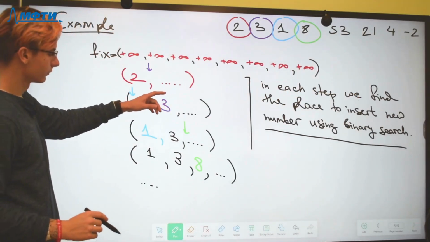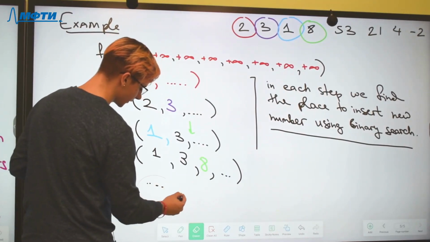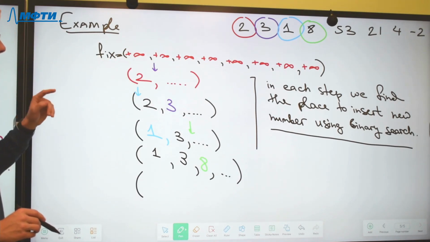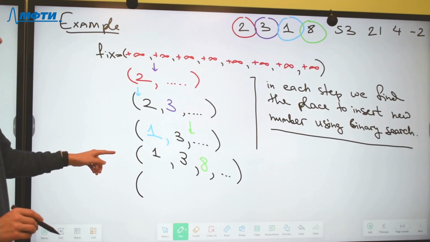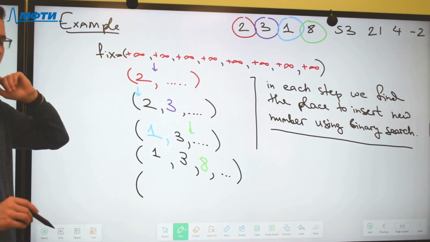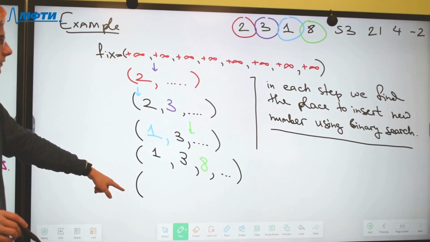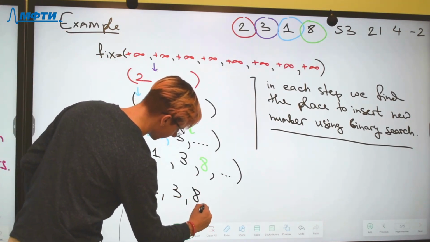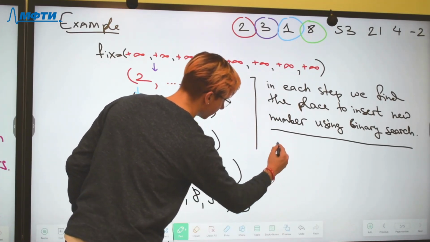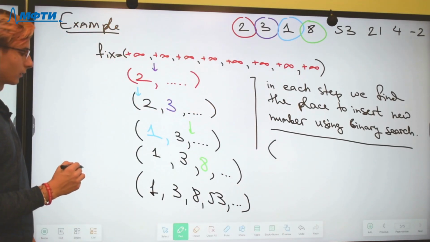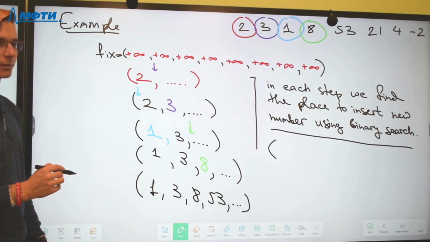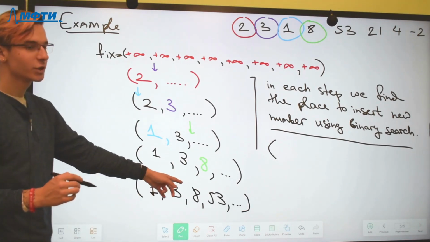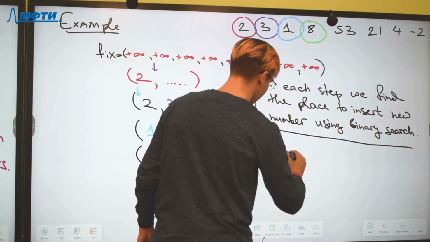So, let's try to understand what will be in the array after the next step. Here, what is next? 1, 3, 8, 53. Nice. Okay, next step. We add 21. Where? After 53? No. We change 8 to 21.